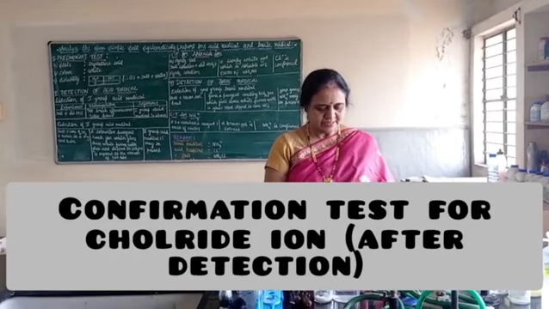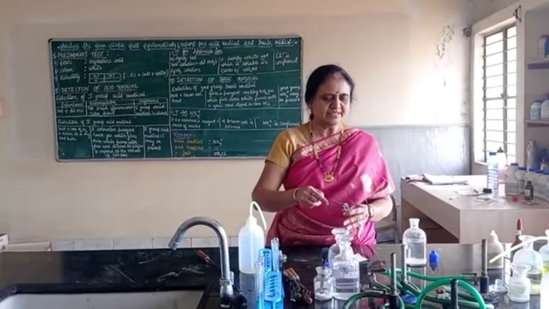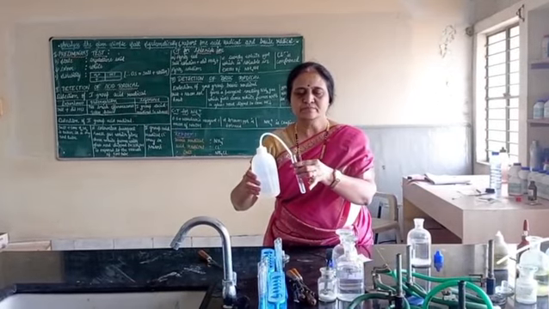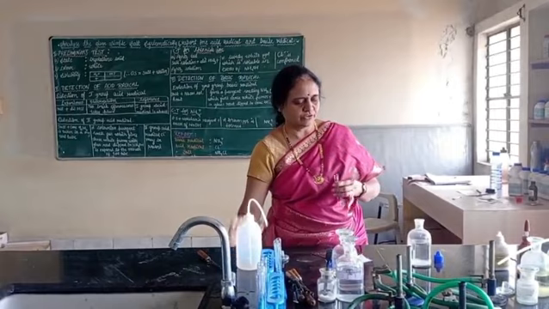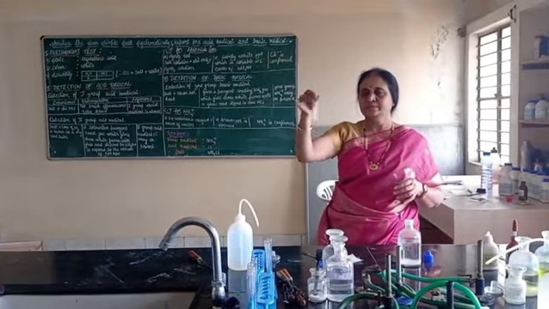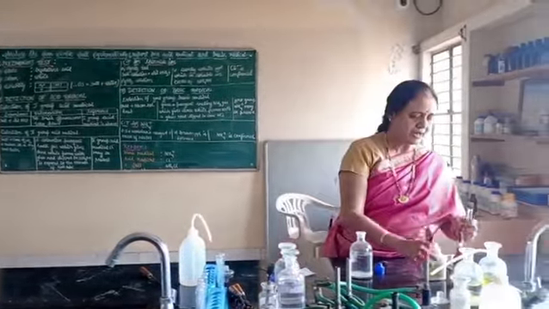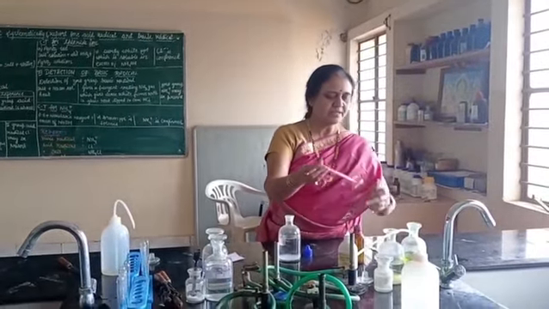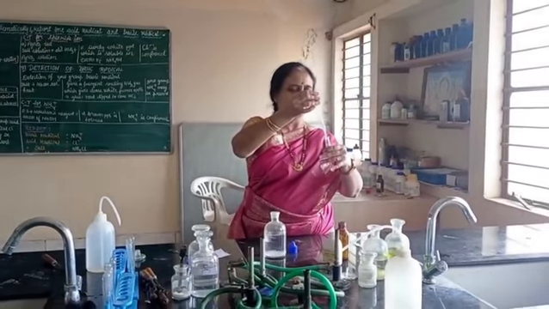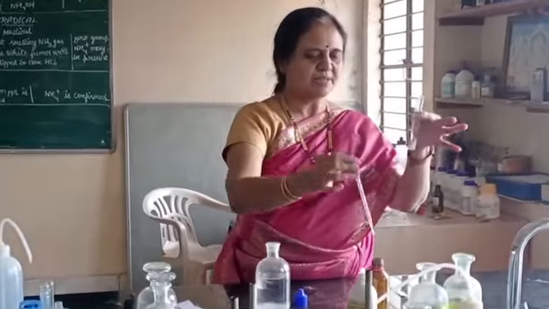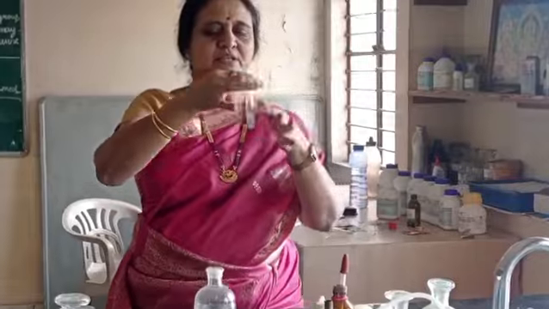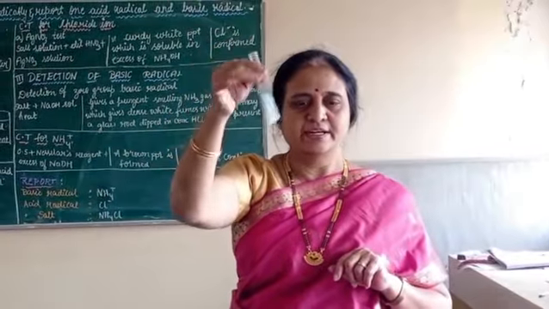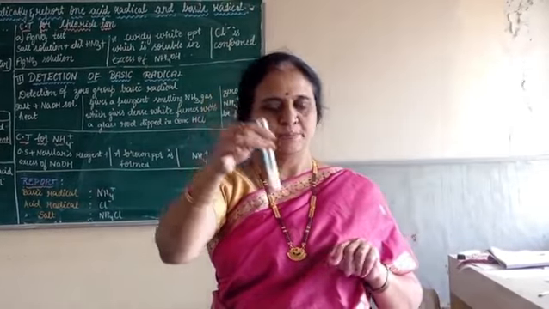Confirmatory test for Cl minus ion, that is chloride ion. Take a salt solution. Add silver nitrate solution. Salt solution plus AgNO3 solution. We are getting a curdy white precipitate.